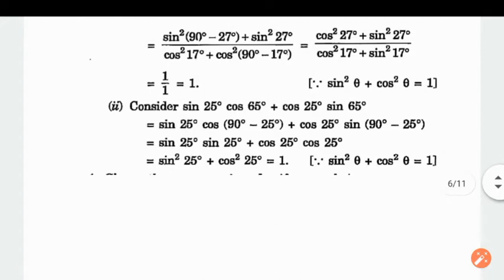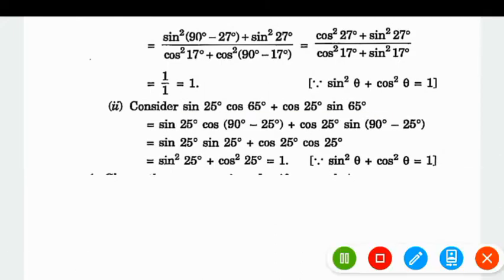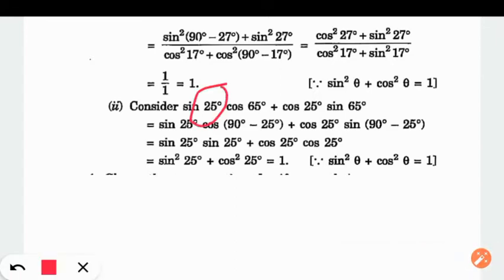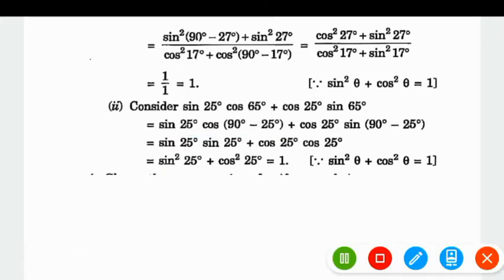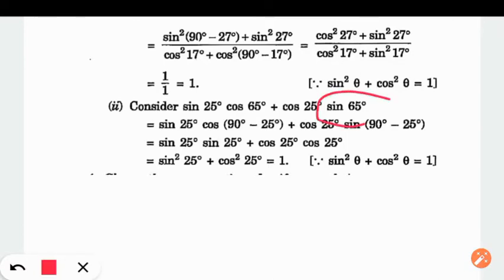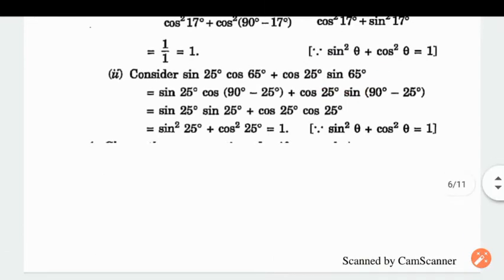Next one. So here we have this one. So again see, 25 and 65 are complementary angles. So I have left sine 25 degree as it is, and in place of 65 degree, cos 65 degree, I have written 90 degree minus 25 degree. Same thing I have done with sine 65 degree. Now cos 90 degree minus theta gives you sine theta. Sine 90 degree minus theta gives you cos theta.